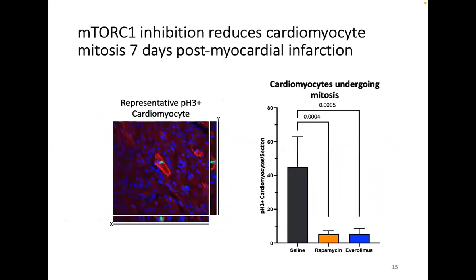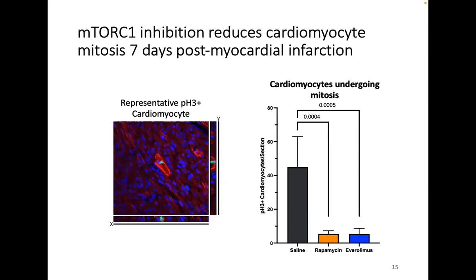So in order to assay cardiomyocyte proliferation, we use the common mitosis marker, phosphohistone H3. And what we saw is, again, a significant reduction in the amount of proliferating or mitosing cardiomyocytes in mTORC1 inhibited hearts. And so you can see on the left, the way that we do these assays is we'll stain a whole heart section, and then we will quantify every single positive cardiomyocyte across that whole section. So this is just a representative cardiomyocyte of what we would be quantifying here.